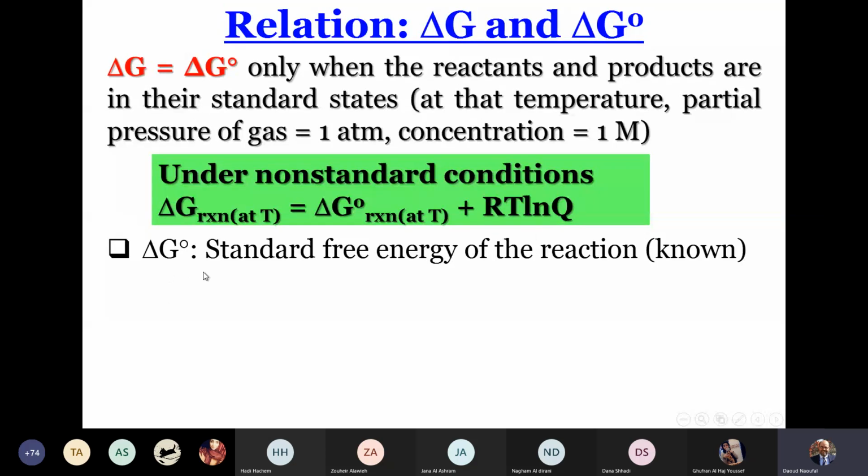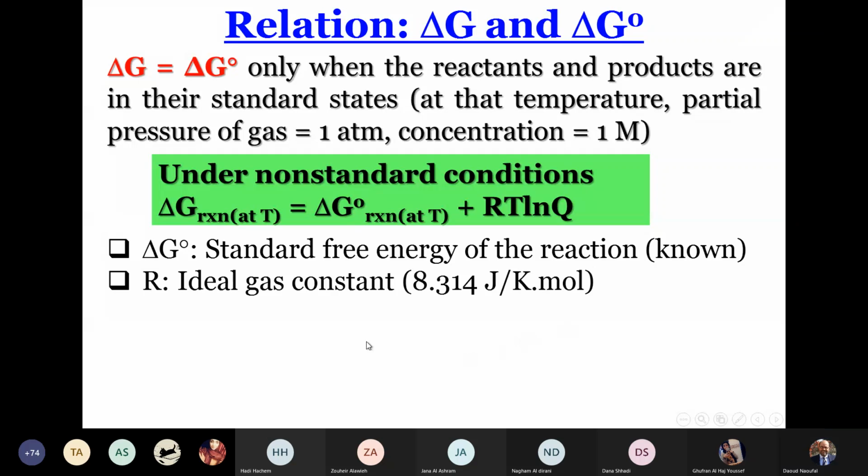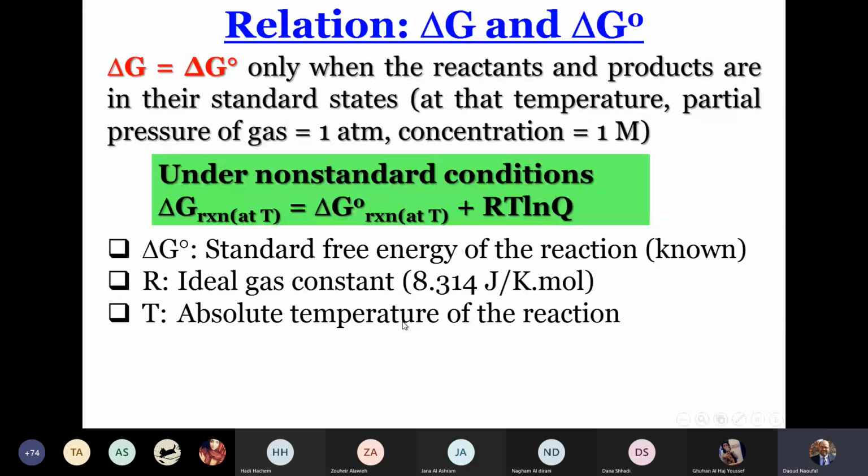Delta G0 is the standard free energy of the reaction. This is the identity of the reaction, and it's always known or given. R is the ideal gas constant given in joule per mole per Kelvin, 8.314. T is the temperature of the reaction in Kelvin.